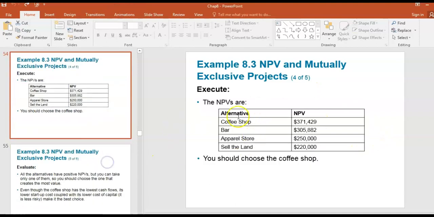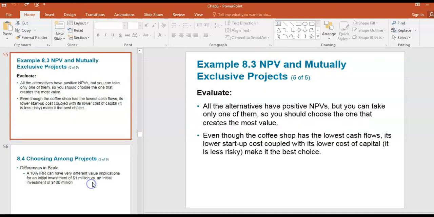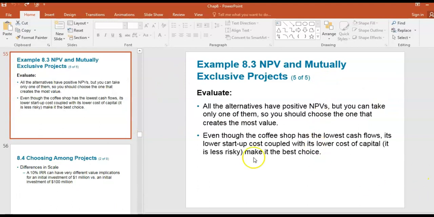We can rank these projects according to their net present values. Selling the land is already in present value, right? $220,000. But we can see that the coffee shop has a significantly higher net present value. Right? And so as a result, with mutually exclusive projects, we should rank them according to net present value, and we should pick the project with the highest net present value. Again, you have to pick one of these projects, and doing so requires ranking them and selecting the project with the highest net present value.